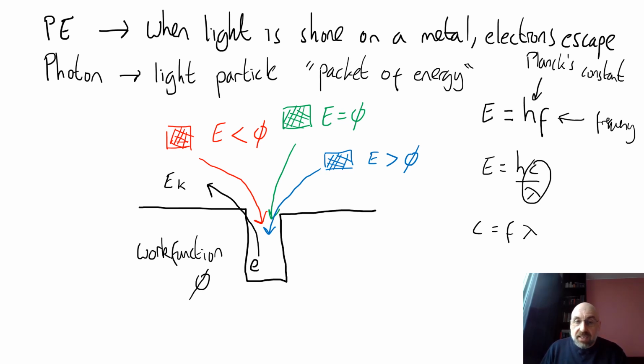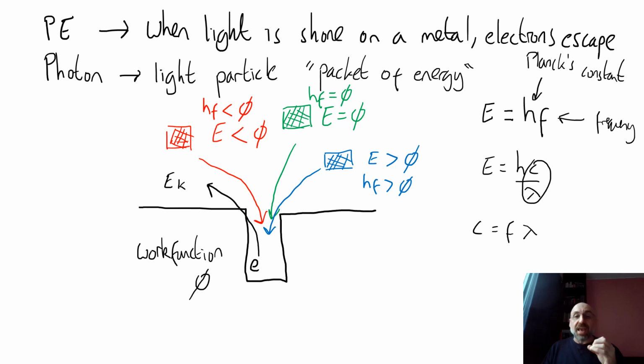So look what we could say in each of these scenarios here. Instead of saying the energy was less than phi, I could have said hf was less than phi. Here, in the next one, I could have said hf equals phi. In the other one here, I could have quite easily said hf is greater than phi. So the energy of that packet, the energy of the photon is hf. If it's bigger than phi, great, the electron is released and it's got some spare kinetic energy. If it's just about equal to phi, it just about frees it. If it's less than phi, forget it, you're just wasting your time.